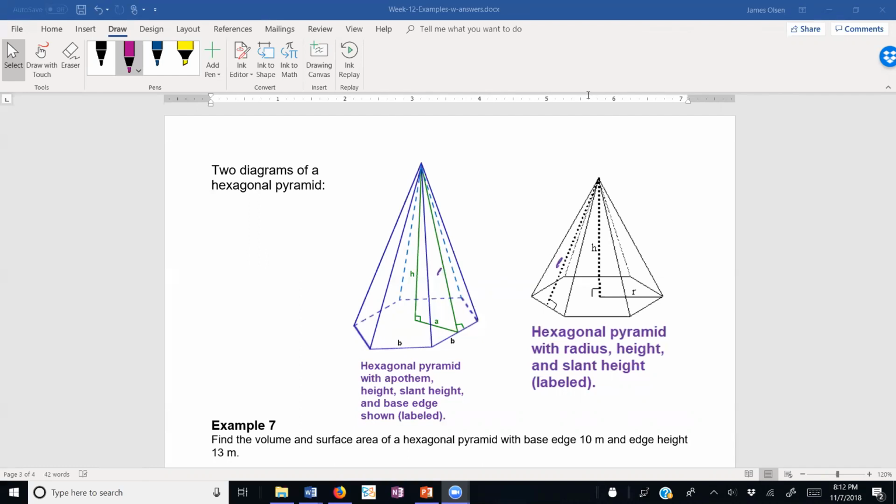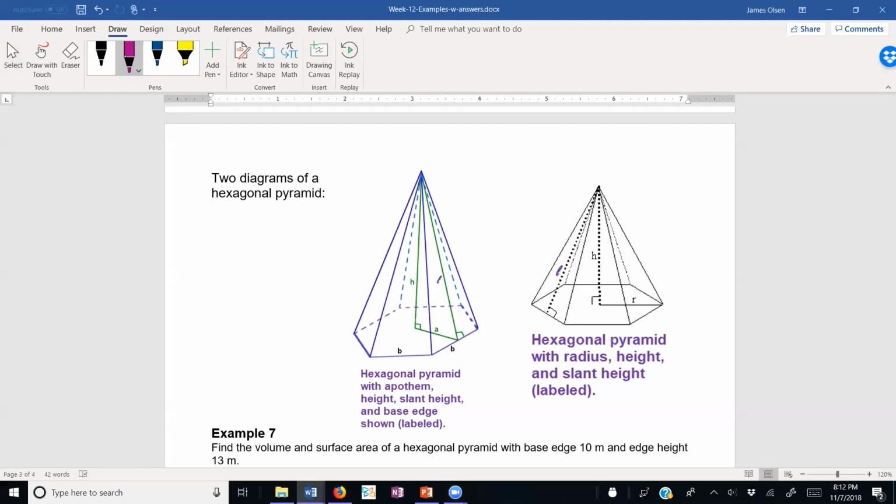So, example 7 says find the volume and surface area of a hexagonal pyramid with base edge 10 and edge height 13 meters. So, let's maybe put the numbers on this figure here. The base edge is 10, so B equals 10 here. And also the edge height is 13. So this edge is 13.